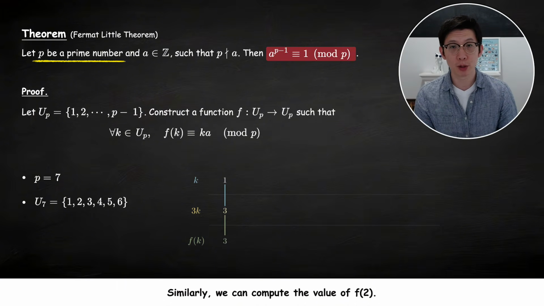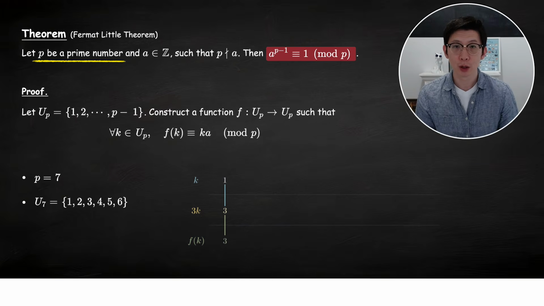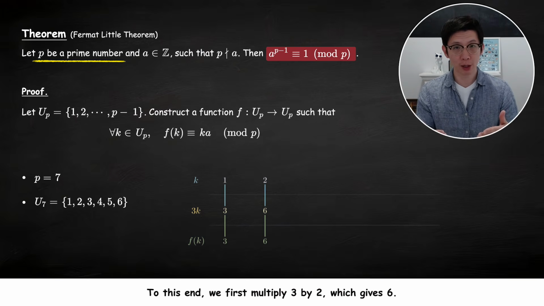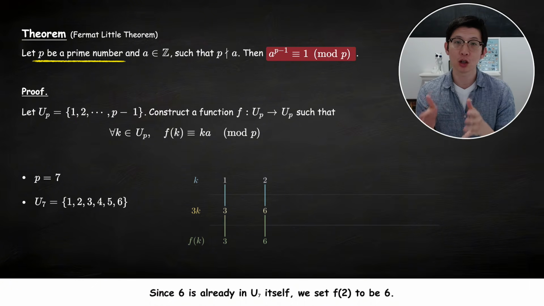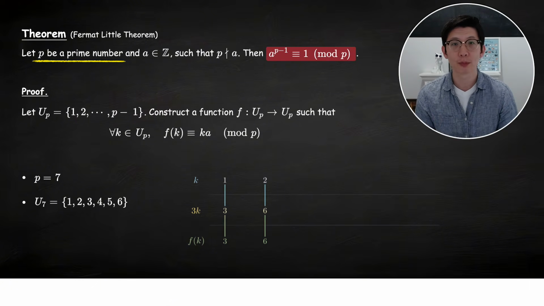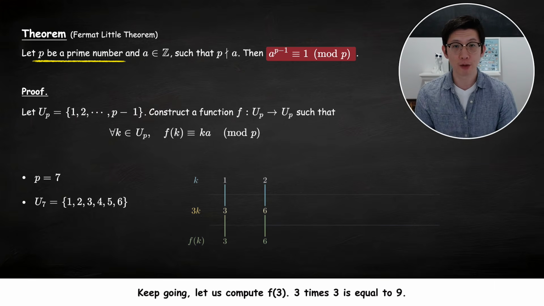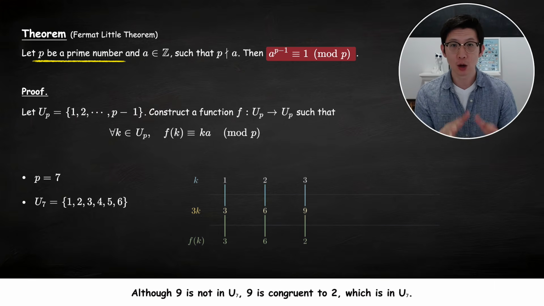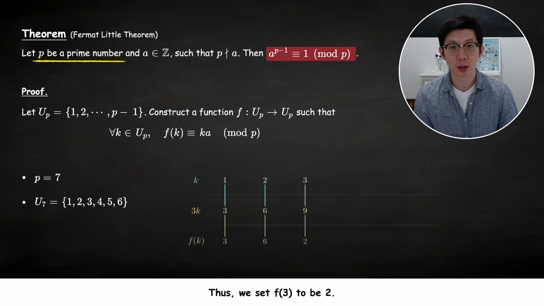Similarly, we can compute the value of f2. To this end, we first multiply 3 by 2, which gives 6. Since 6 is already in U7 itself, we set f2 to be 6. Keep going, let us compute f3. 3 times 3 is equal to 9. Although 9 is not in U7, 9 is congruent to 2, which is in U7. Thus, we set f3 to be 2.